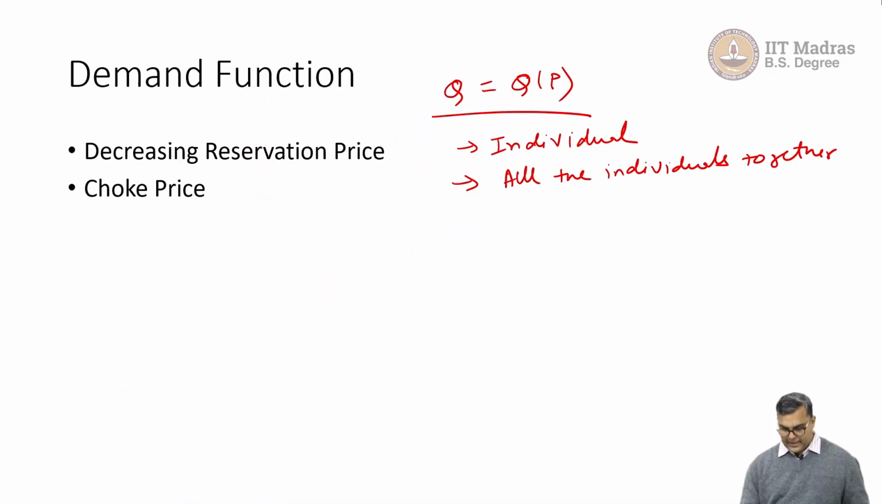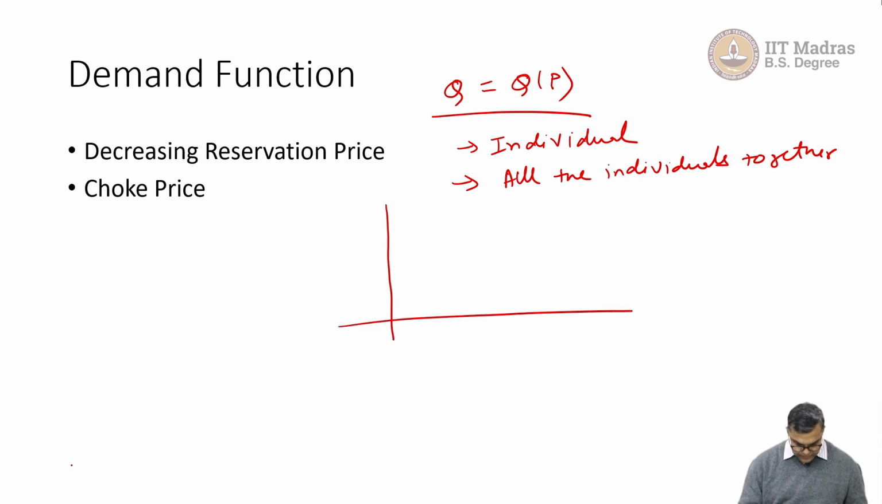Let us continue with the individual demand function and let us think of mango. Let us say the maximum I am willing to pay for the first mango is 50 rupees. So, at any price above 50, I will not buy any mango.